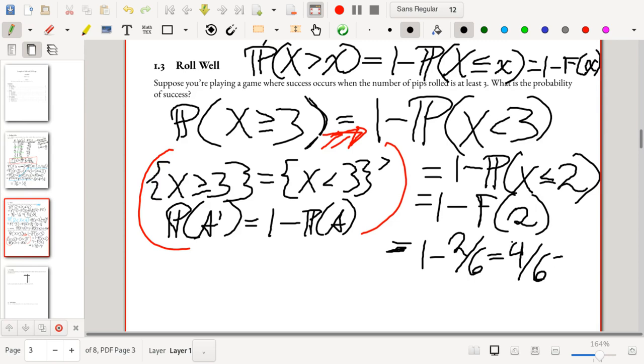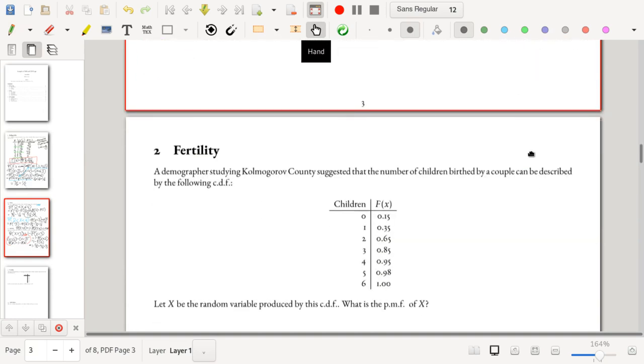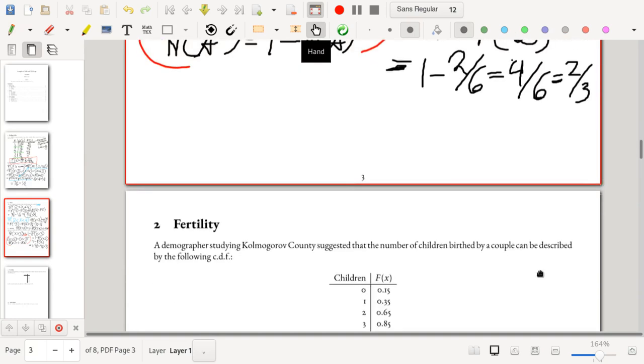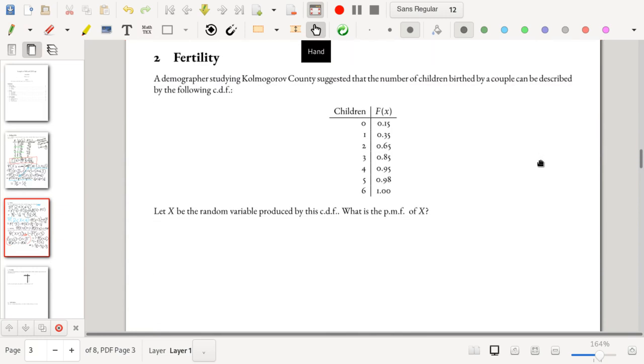All right, which is 2/3. And that's that. I believe that's the last example I had for that, or the last subproblem I had for that one. So the next one is fertility.